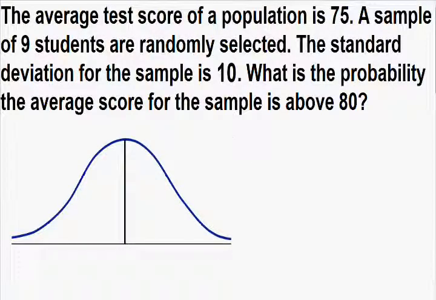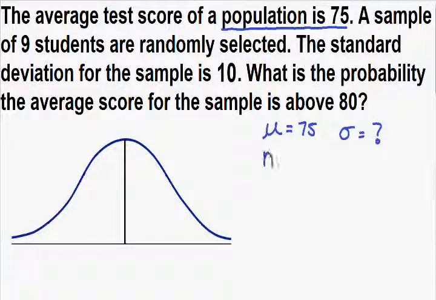Okay, so here we have a t-test example, and it says that the average test score of a population is 75. So we know that the average for the population, which is always written with the Greek letter mu, is equal to 75. They give us the population average, but they do not give us the population standard deviation. So the population standard deviation is unknown. It also says that a sample of 9 students are randomly selected, so our sample size n is equal to 9, and the standard deviation for the sample, always written with the letter S, is equal to 10.